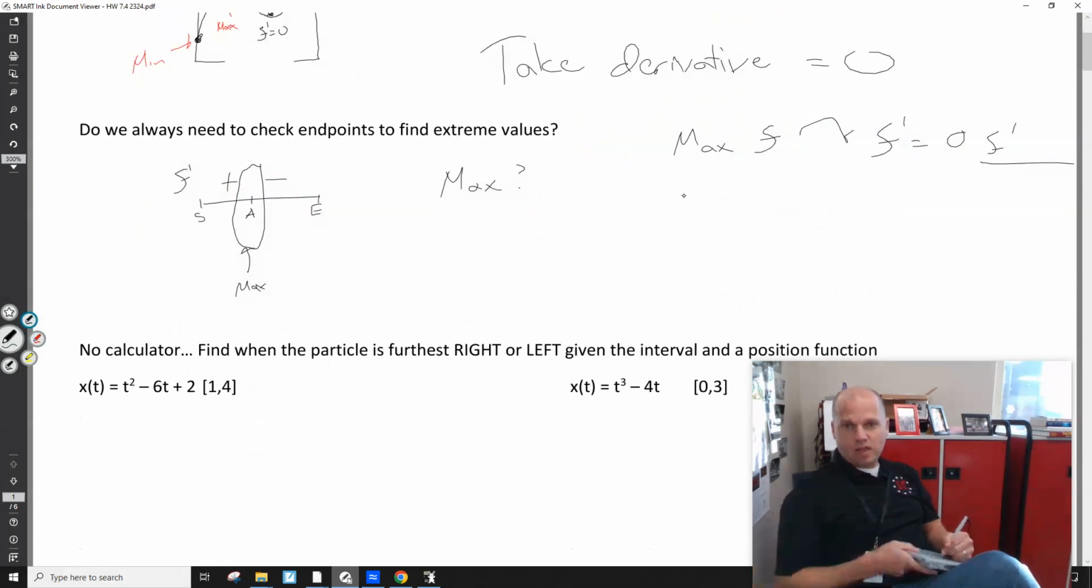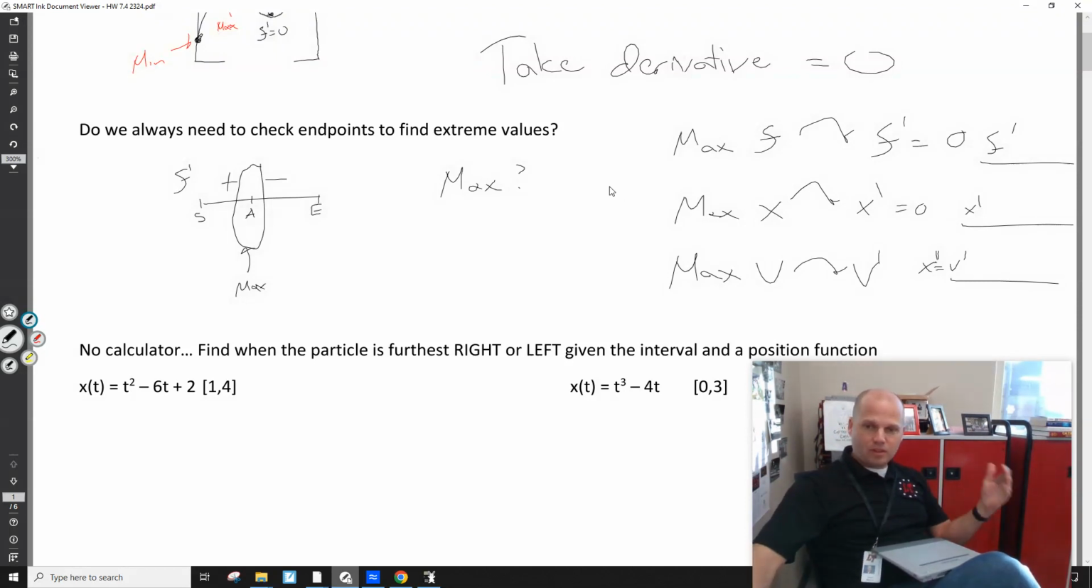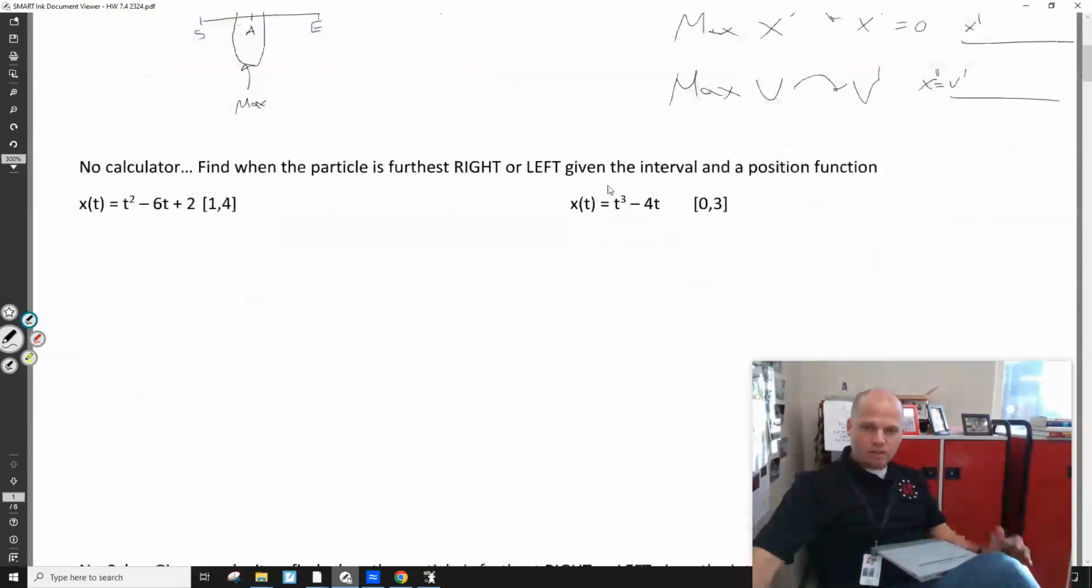If I want to find the max of a position, I would take the derivative of position, set it equal to 0, and do a derivative sign analysis. But if I wanted to find the max of a velocity, I'd have to take the derivative of velocity and do my second derivative sign analysis, which is my derivative of velocity sign analysis, okay? So it's all about the derivative sign analysis telling us about the original function.